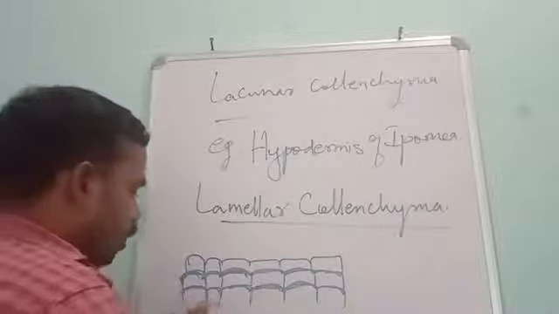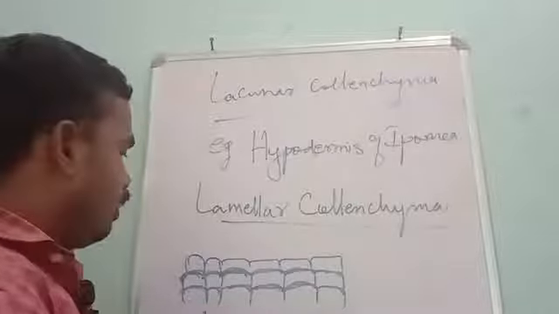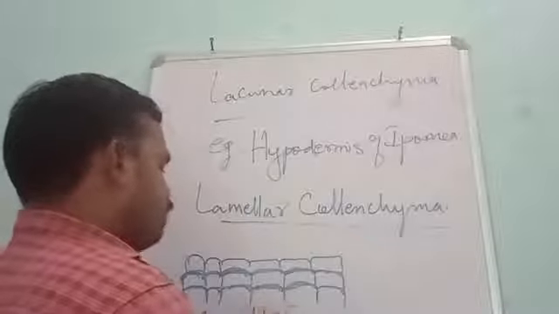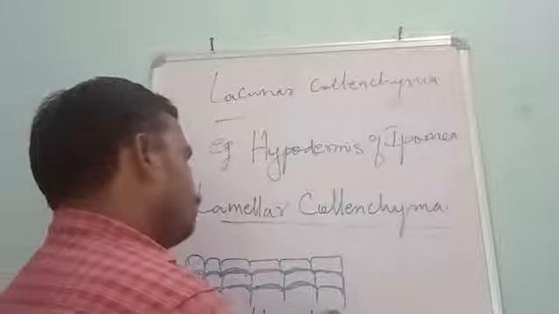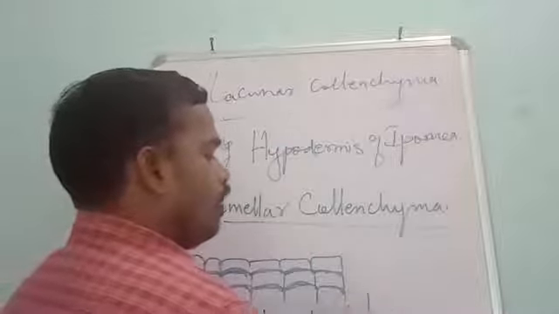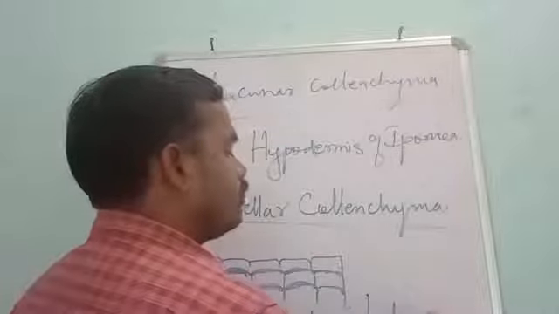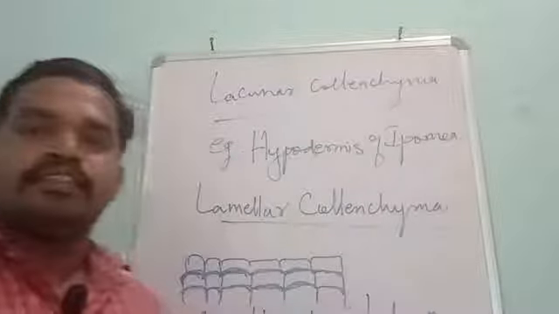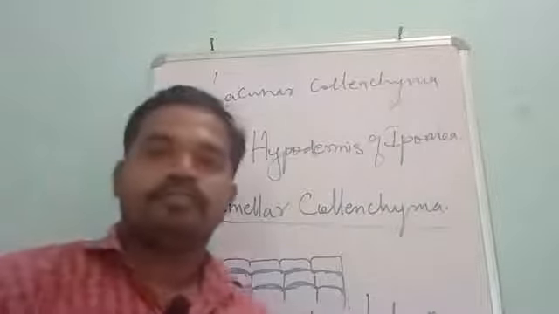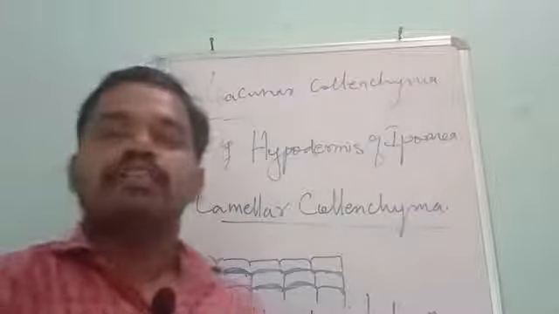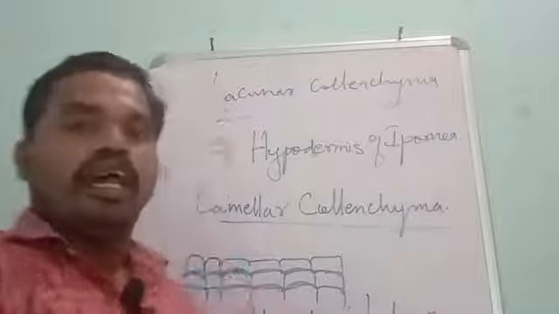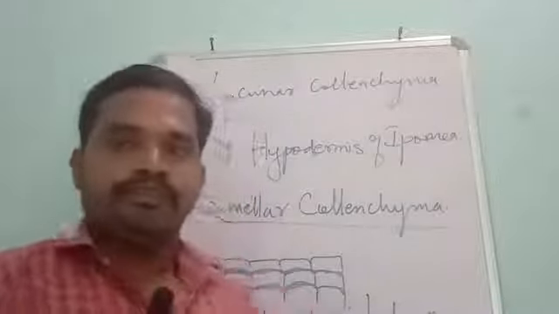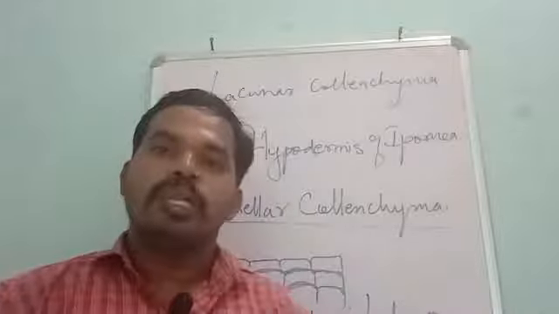The example for lamellar collenchyma is the hypodermis of helianthus. Got it? Clear? One more is annular collenchyma. It is found in the petiole of the nerium plant.